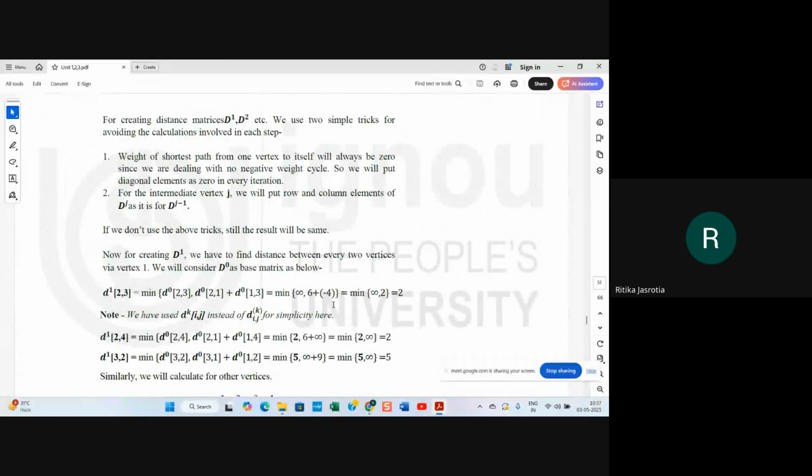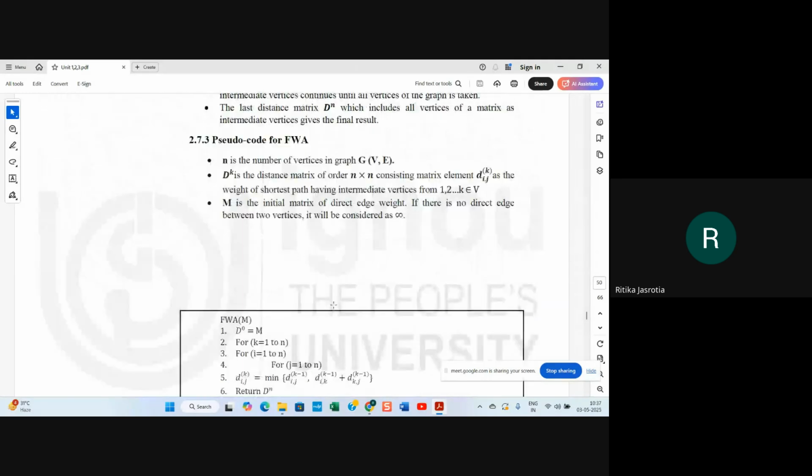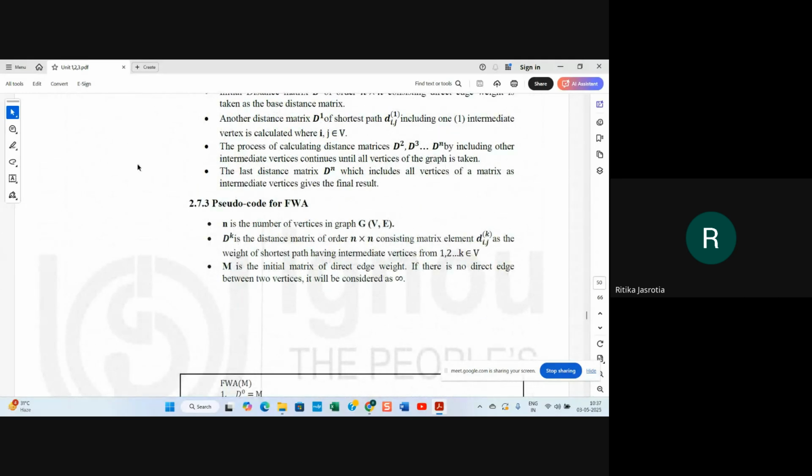Here they have taken it differently. So here they are saying Dk is the distance matrix of order n by n, considering matrix element dij to k as the weight of the shortest path having intermediate vertices from 1 to 2 to k. M is the initial matrix with direct edge weights. If there is no direct edge weight between the two, it will be considered as infinity.